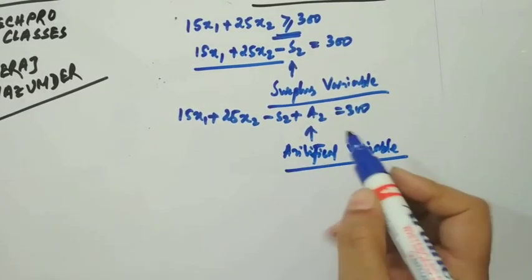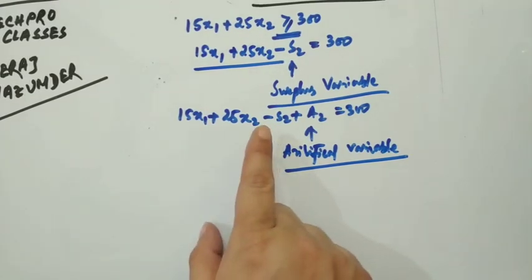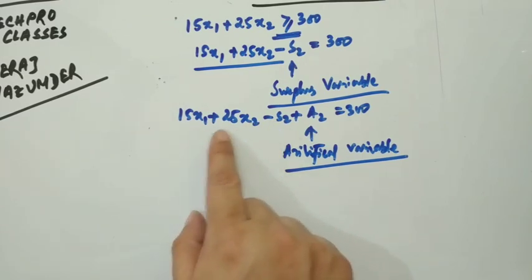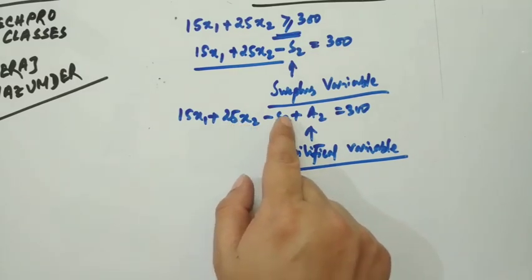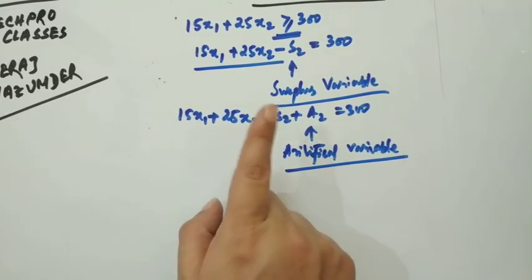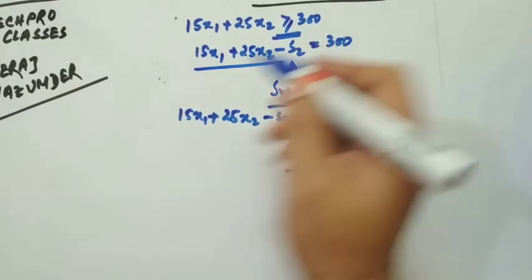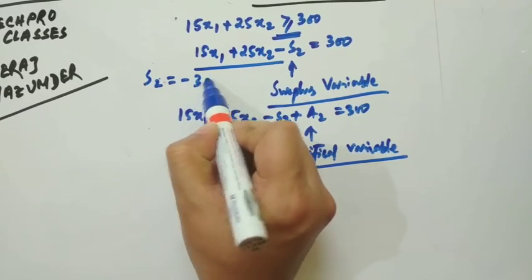And what does that mean? Why is an artificial variable needed? Because, say we have 15x1 plus 25x2 is somewhat greater than 300 by this amount, say s2. Now if we put x1 and x2 equal to 0 in this particular equation, we will get s2 equal to how much? S2 equal to minus 300.